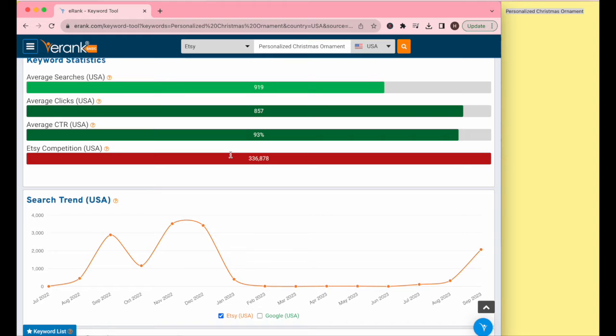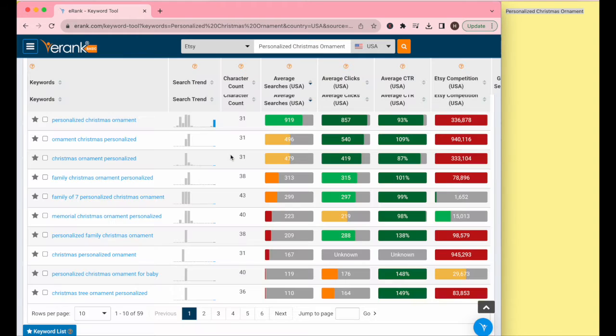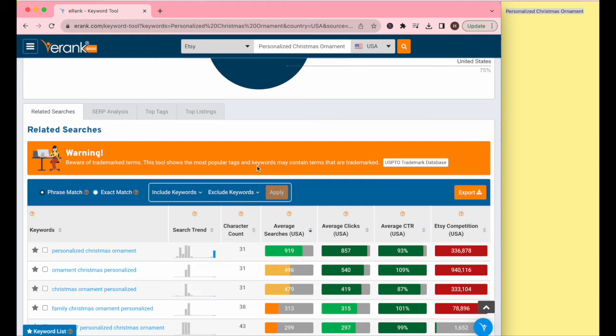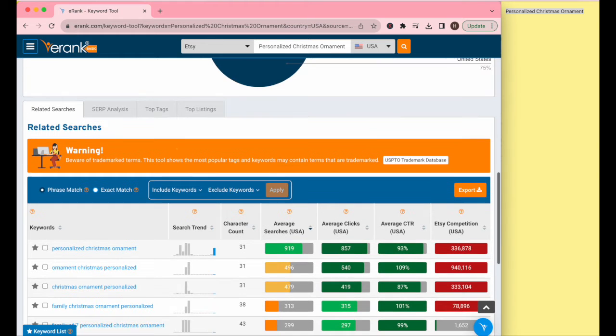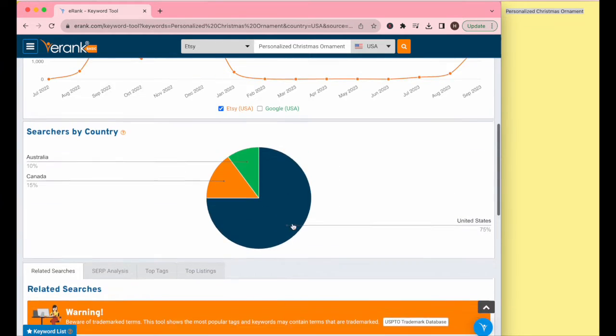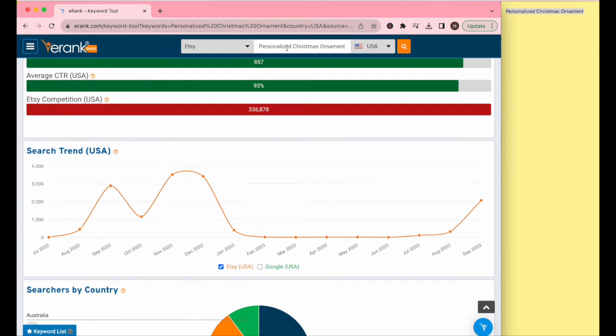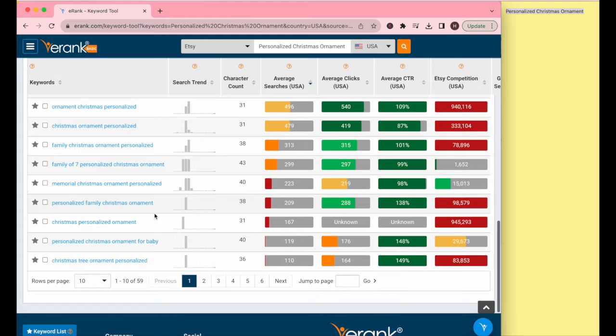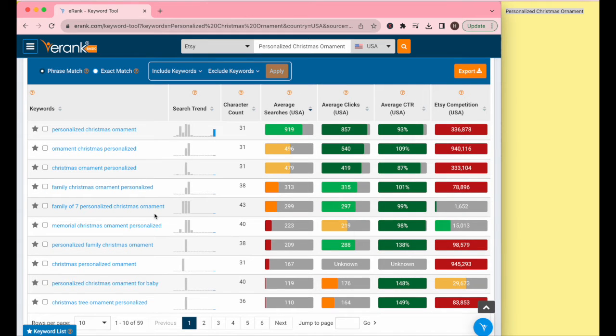So this is not for specific SEO. This is just for research. Okay, so this is really interesting. They used to not do this, but these are phrase match. So it used to come up a different page. This is newer, but this is going to be what matches with the exact phrase that you put in. So personalized Christmas ornament, it's only going to put things in here that have those words. And it can give you some other ideas, which I really like.